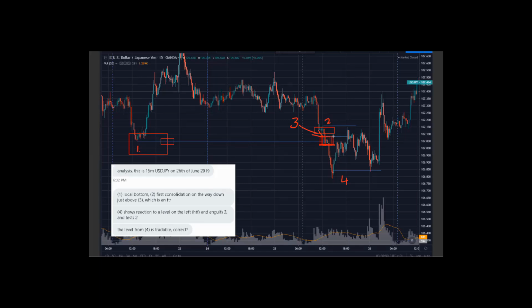4 shows a reaction to a level on the left, so somewhere on the left over here there's a high time frame level, and it engulfs the FTR at 3 and probes the liquidity up here at 2, and he's asking, the level at 4 is tradable, correct? Yes, it is. It's a great trade idea. Price has engulfed this, so when I see that, I'm on the lookout for longs. Where are the buyers in the market, and where do you want to be a buyer?